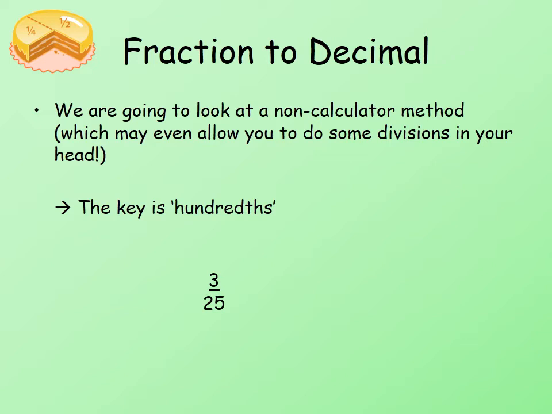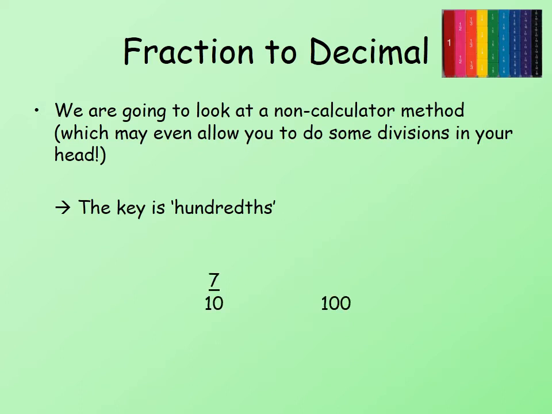Okay, another example. 3 over 25. Again we turn the denominator into 100. What did we do? To do that, we times it by 4, so we must do the same to the top number. 4 times 3 is 12, and 12 divided by 100 of course is 0.12. Again, the decimal point as a whole number is after the 2. We are dividing by 100. Therefore it is 0.12.